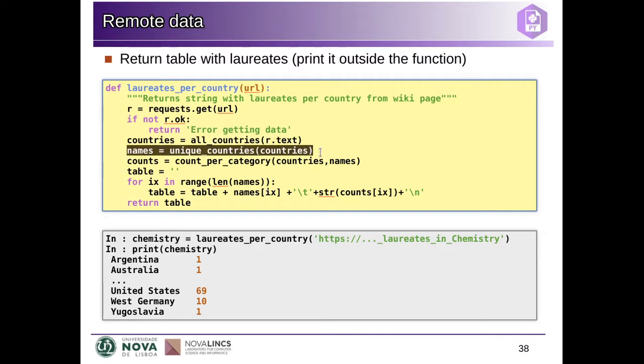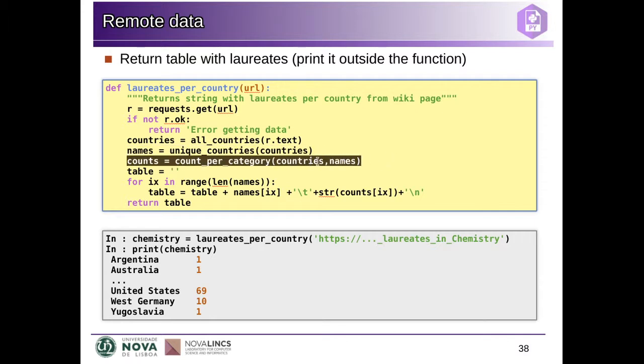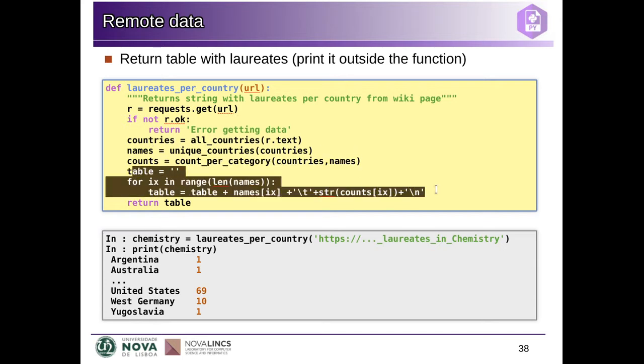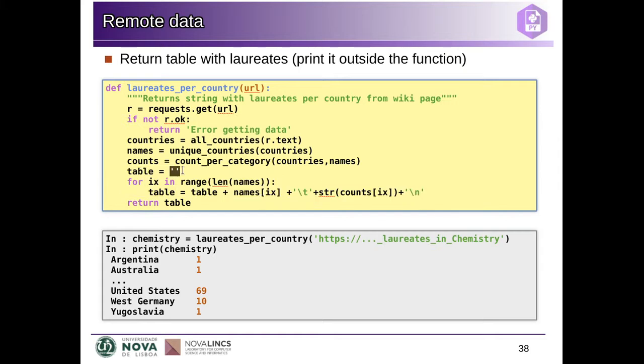Then we get the different countries sorted alphabetically. We count how many times each country occurs in the names of the different countries. And now we return a table. So basically we start with an empty string, and for each of our names we increment our string by putting the name and a tab, and then the count, the number of times we counted the country, converted to a string so we can add it to the name, and then this special character for changing the line.